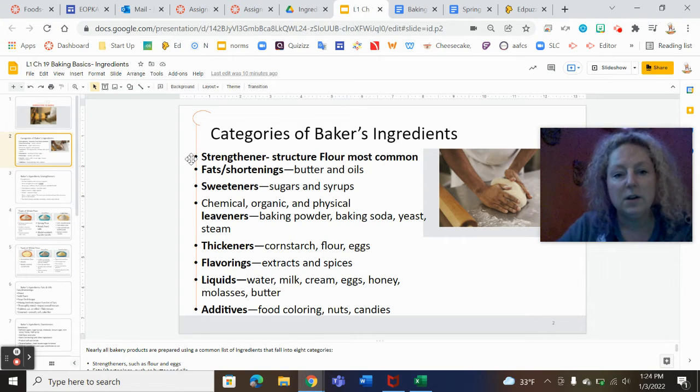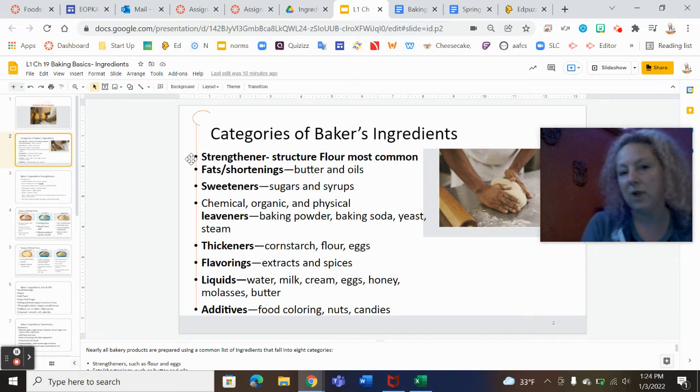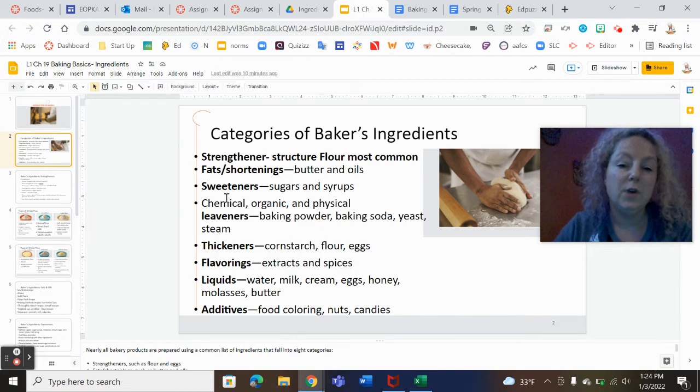So the first thing we're going to talk about here are the categories of baker's ingredients. When it comes to baked goods, regardless of what type you're making, if you're making cookies, cake, bread, brownies, most all of these baked goods come down to these same ingredients. What really makes the difference between brownies or cookies or a cake is the amount of these ingredients that you utilize. One may include more fat, more liquid, less flour than the other, and ultimately that is what determines your final baked good product.